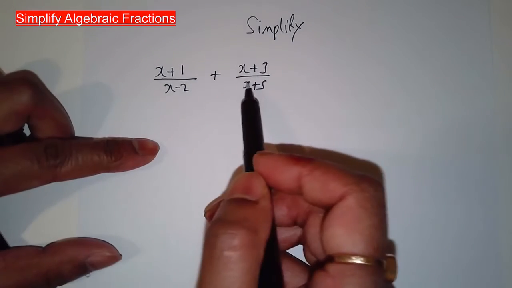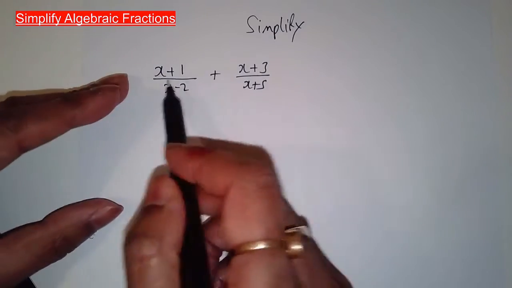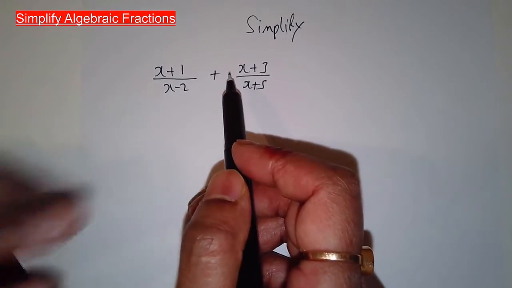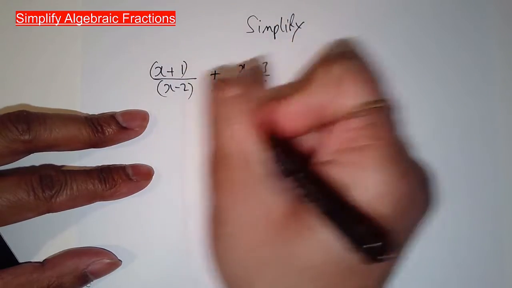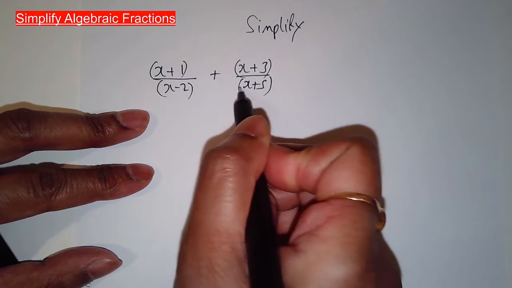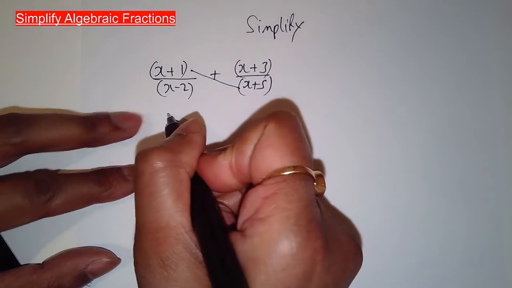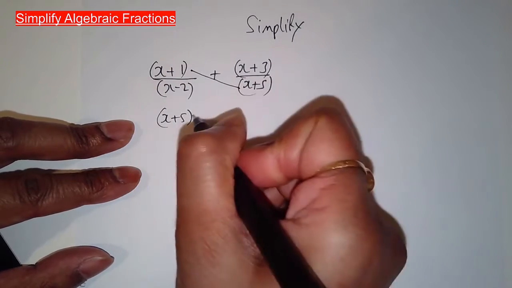I'm going to simplify this for you now. Because we're adding, if you're adding or taking away fractions, then you can use the crisscross method. I'm just going to surround these by brackets. Right. I'm going to times all of this with that. So I'm just going to write it down. So all of that multiplied by all of this.